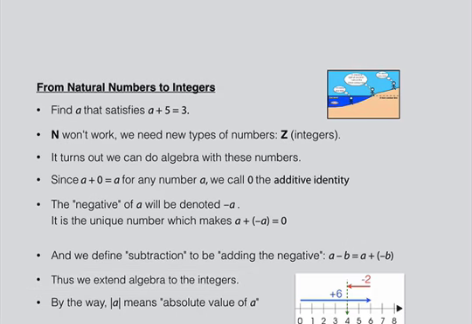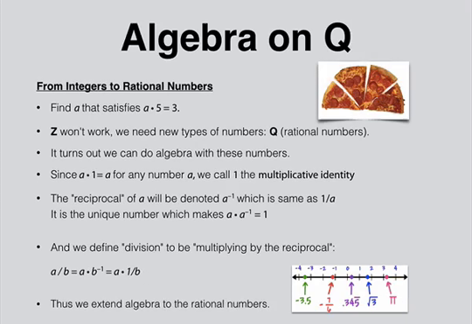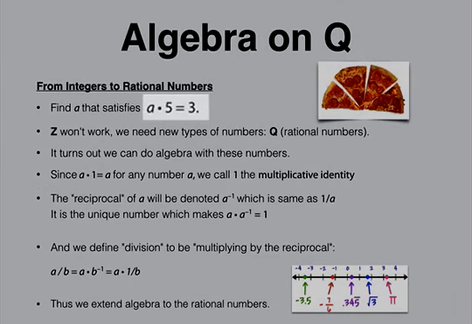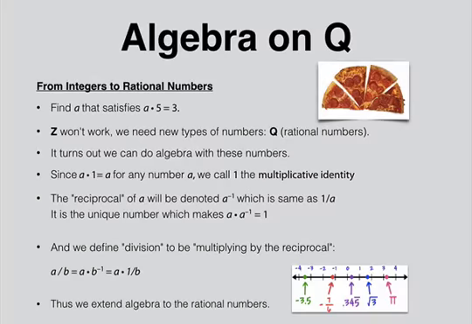Well, it turns out people still had equations they couldn't solve. For example, A times 5 equals 3. What is A? A times 5 equals 3. Of course, we know you can divide 3 by 5. But division needs to be defined. So here's how we define division. Similarly to how we did with subtraction.